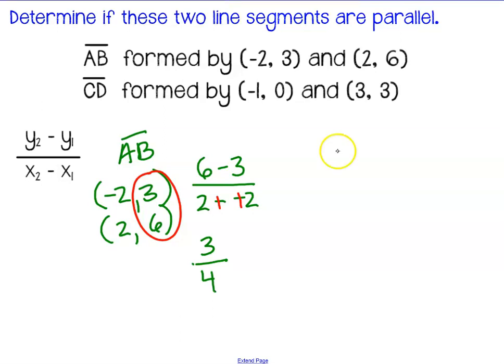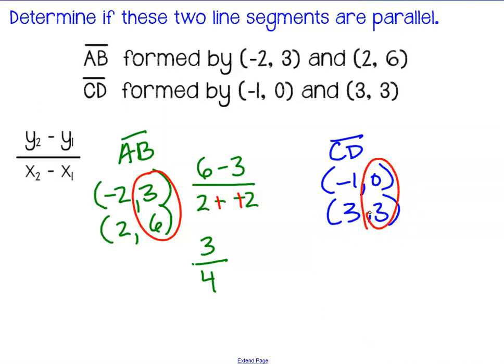Now let's find the slope of segment CD. We're going to use the same formula, but we're going to use different points. So here are our two ordered pairs, and don't forget, the change in y goes on top.